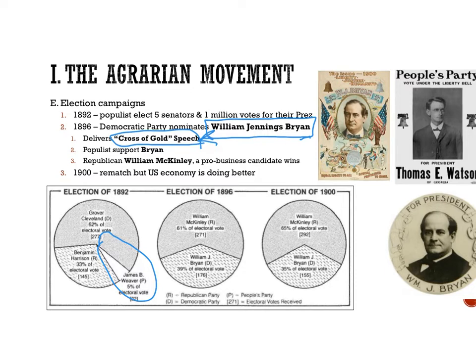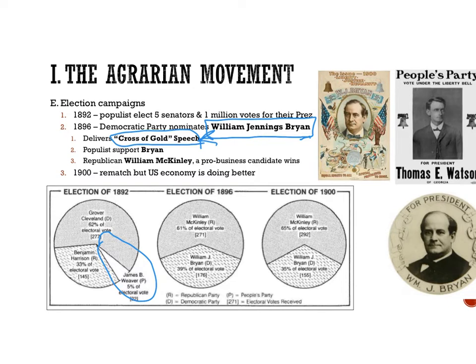He gives a famous speech, and in that speech, he tells the people that those rich people want to crucify America on a cross of gold. That becomes the Cross of Gold speech, and people are so pumped up they actually carry him out on their shoulders chanting his name.